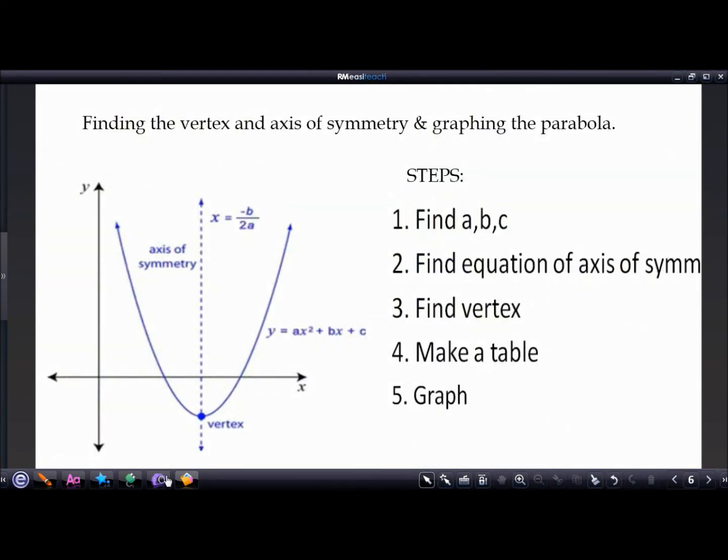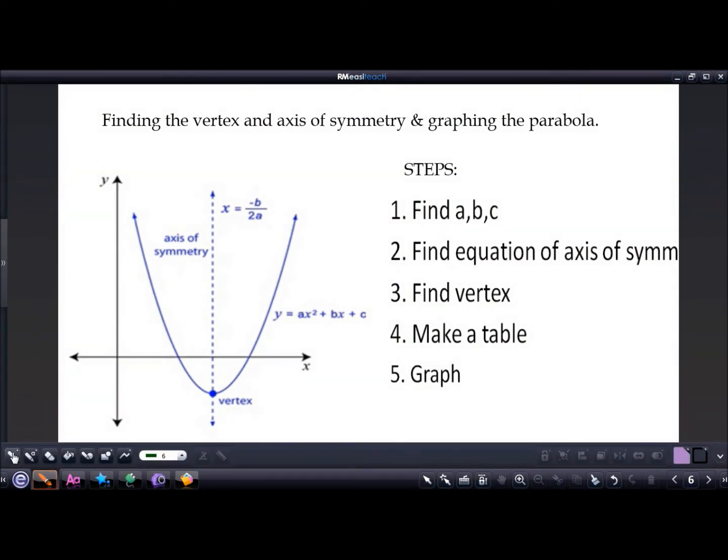So let's focus on something that will help us find our properties required for graphing. The first thing we want to do is identify the values of a, b, and c, and then that will help us to find the equation for the axis of symmetry. The equation for the axis of symmetry is given by x equals the opposite of b over 2a. This represents our vertical line that cuts our parabola into a mirror image.